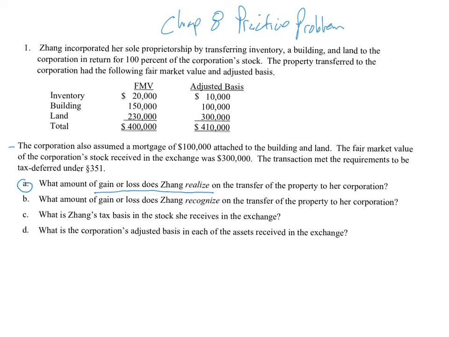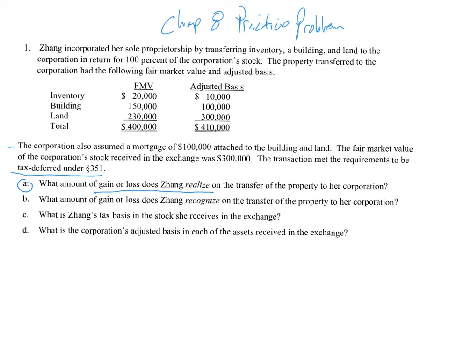The corporation has also assumed a mortgage attached to the land and building. We've got the fair market value of the corporation's stock received in exchange, right? And it says the transaction met the requirements to be tax deferred under Section 351, okay? So what do we know? Well, we know that this qualifies as tax deferred. So she gets 100% of the stock, and we knew that she would have to have at least 80%, right? Because she's contributing all of this property. All right, so that's kind of the nuts and bolts of the situation.